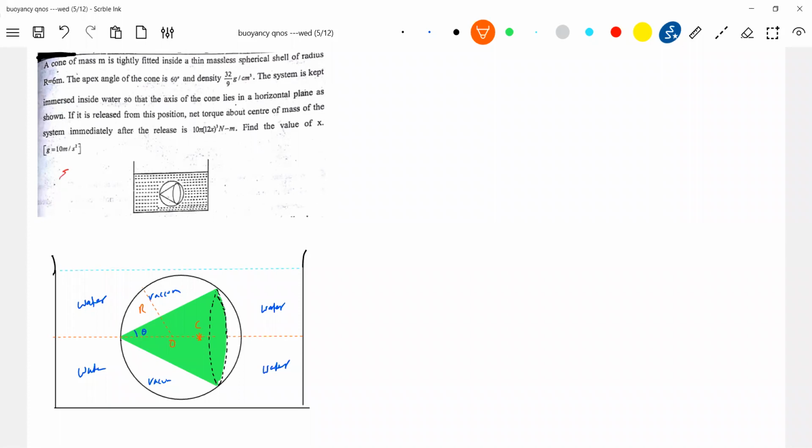And now what are the forces that are going to act here? So let's get into forces. The weight of the cone. Where should the buoyant force act?